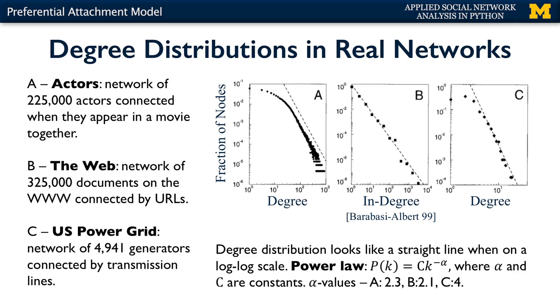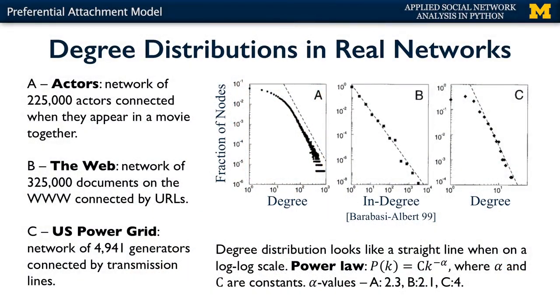A power law degree distribution would have the form P of k equals C times k to the negative alpha, where C and alpha are constants. The alpha values for these three distributions are 2.3 for A, 2.1 for B, and 4 for C. These details are not so important, at least for this course, but the thing to know about power law degree distributions is that they tend to have most of the nodes with very, very small degree, but you have a few nodes that accumulate a very, very large degree.